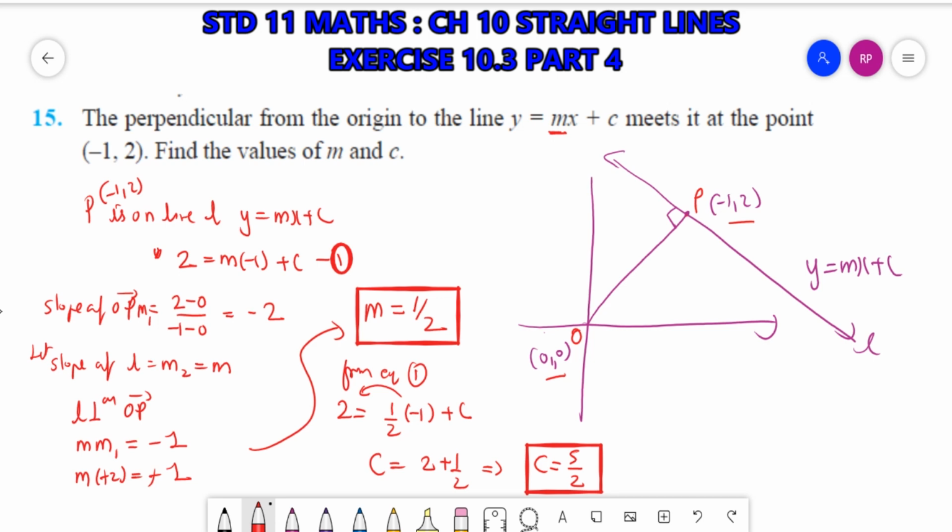So first note it down. Now let's note the next question.